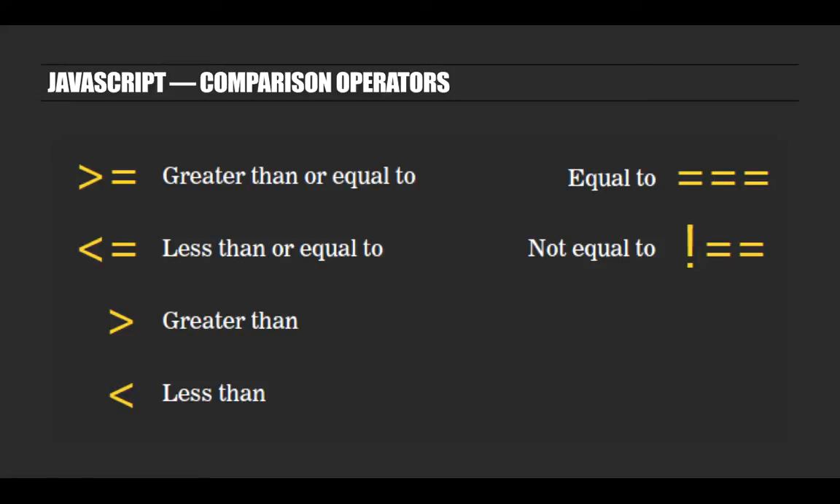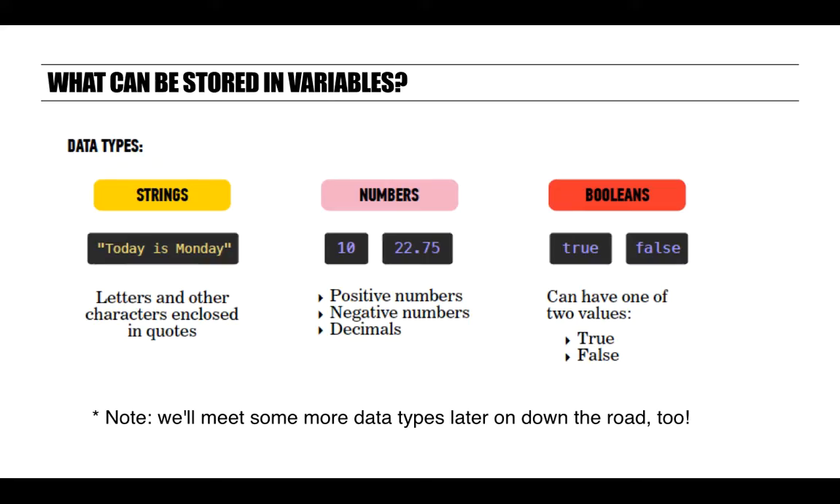When we are working with JavaScript, most often you are going to have to work with logic. So you have these comparison operators available to you. You can do greater than or equal to, less than or equal to, greater than, less than, equal to, not equal to. And when you're comparing things, it's going to evaluate to a Boolean. So it's either going to be true or it's going to be false.